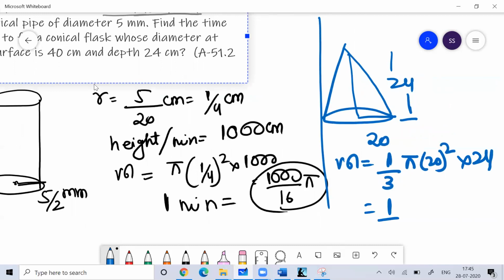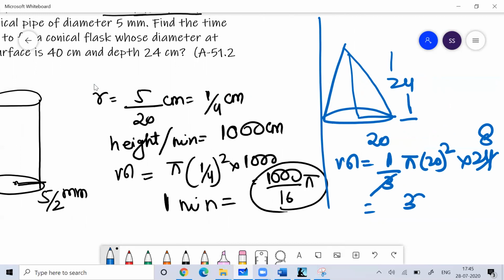So you can find 1 by 3. So this is 8, you can write. So this is 400 into 8, means 3200 pi. Again, everything is in centimeter. This is also in centimeter.